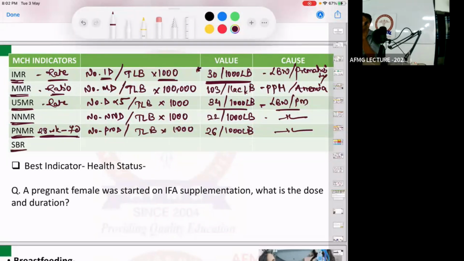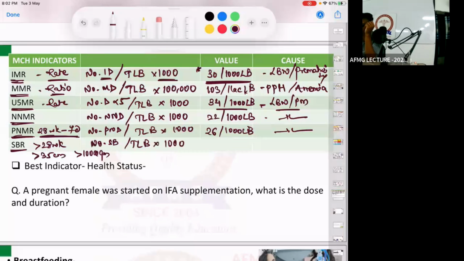Stillbirth rate. If there is death of a fetus or death of a baby after 28 weeks of gestation, or if the birth length is more than 35 centimeters, or if the birth weight is more than 1000 grams. So birth weight more than, birth length more than, and period of gestation more than these, anything less is considered an abortion. After that it is stillbirth. So it is number of stillbirths per total live birth into 1000.